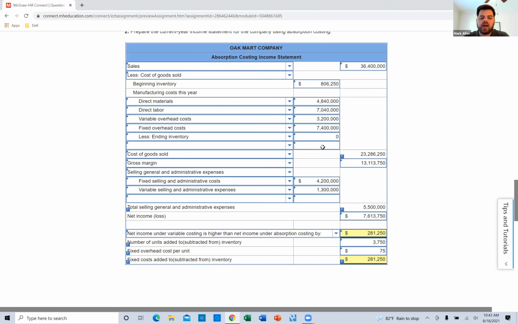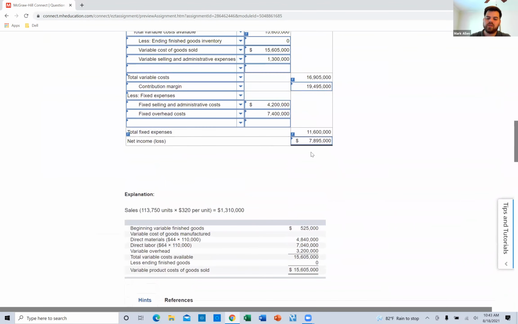We now deal with our selling, general, and admin, or our SG&A expenses. And in this case, that was given to us as 4.2 and 1.3 million respectively. And so that gives us a total of 5.5 million, giving us net income in this case of 7,613,750. Now, let's just think real quick. Before we started this, we said absorption should be less than variable. Absorption, 7,613,750. I do believe that is less than 7,895,000.